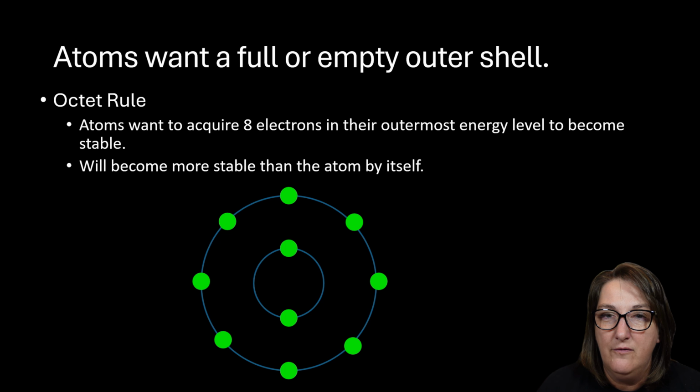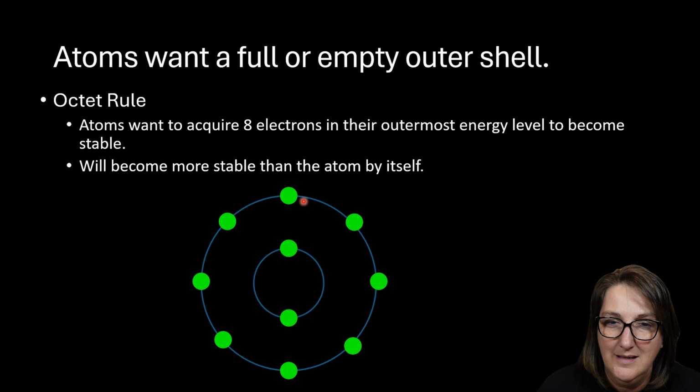So atoms want a full or empty outer shell. And this is the octet rule. What does oct mean? Oct means 8. So the rule of 8. So when I have a shell that has 8, it is considered full. It's considered happy. That's what I like to say. How many more electrons does an atom need to be happy?